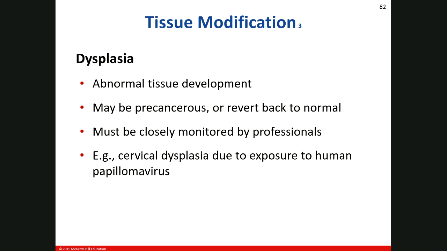All right. The other type of tissue modification that I want you to understand is dysplasia. This is abnormal tissue development. So we often call this precancerous. It can revert back to normal, or it can actually continue on and become a cancer.